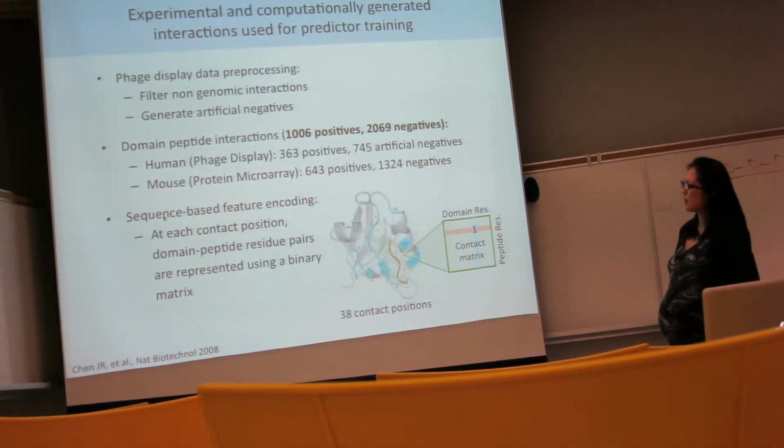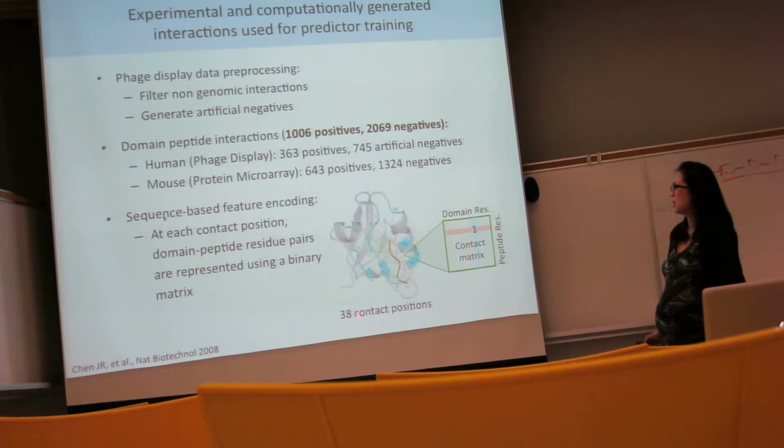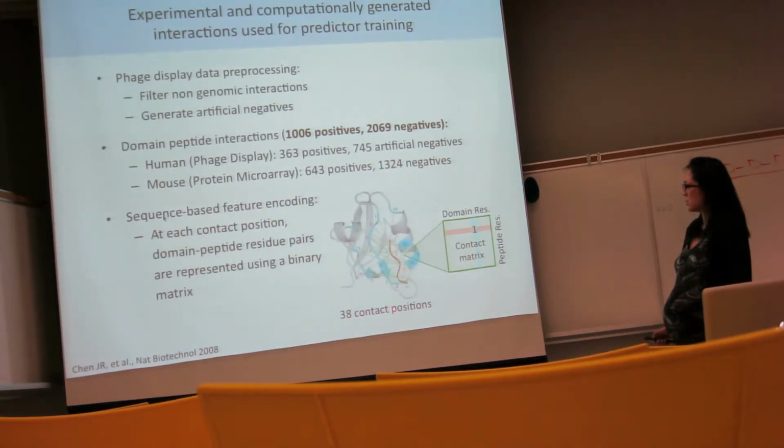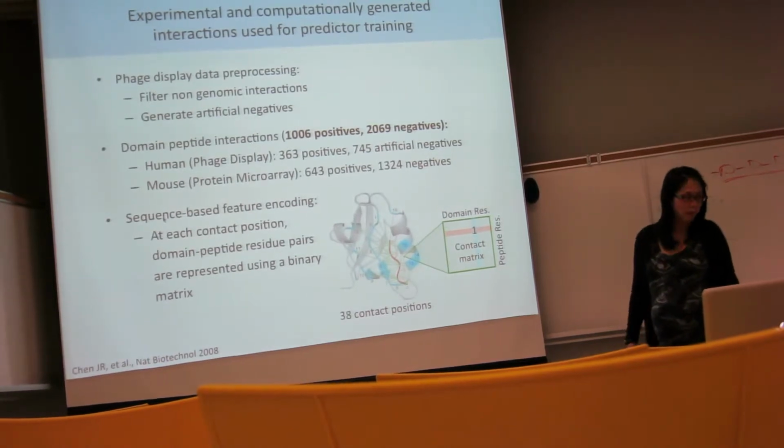These interactions then underwent a sequence-based feature encoding, in which we encoded sequence information about domain peptide residue pairs at 38 contacting positions in the given domain and peptide. And these 38 contacting positions were derived from a single domain peptide complex structure. So for each contacting position, there's a binary matrix which encodes the specific amino acid pair.